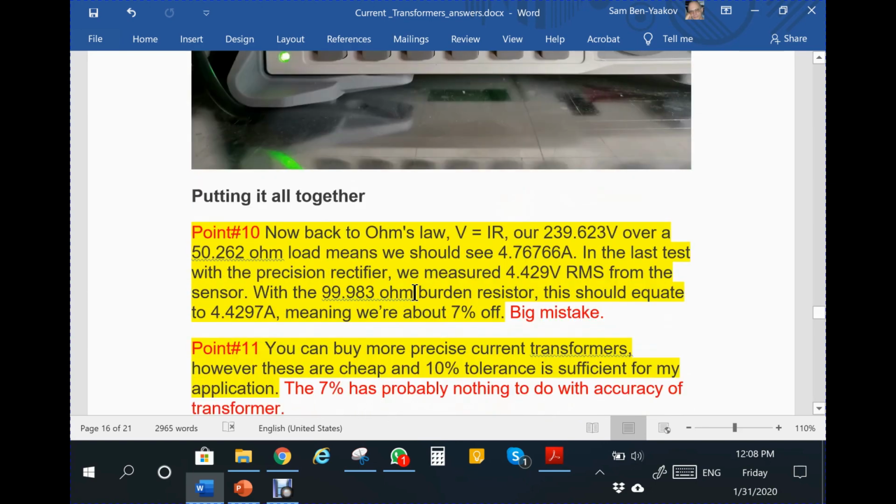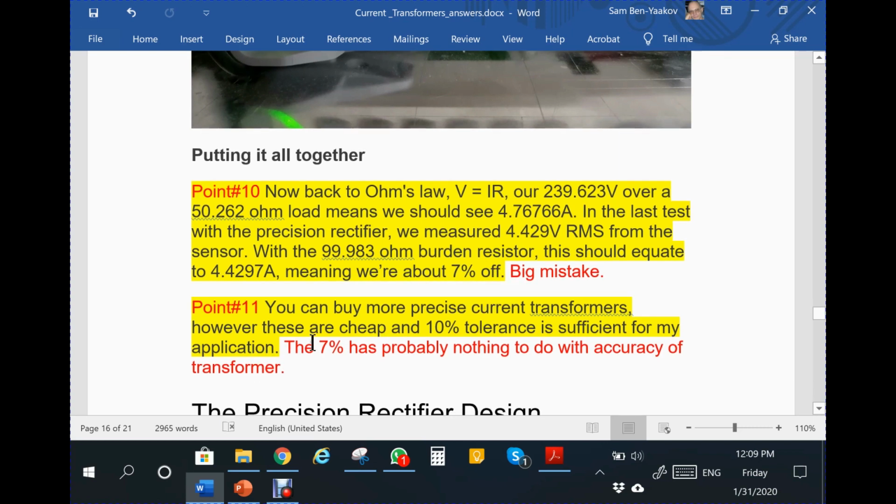So going back now to the conclusion here, just dividing the voltage by the resistance at room temperature does not give you the current when the heating element is hot. And therefore, all this conclusion is just incorrect. That's a big mistake. And then it says that you can buy more precision current transformers, so he's sort of attributing the error to the current transformer.